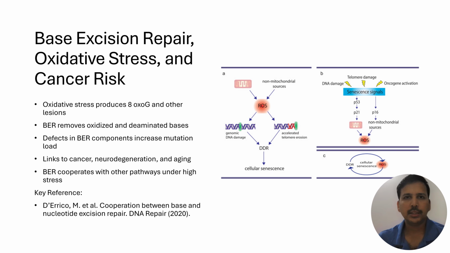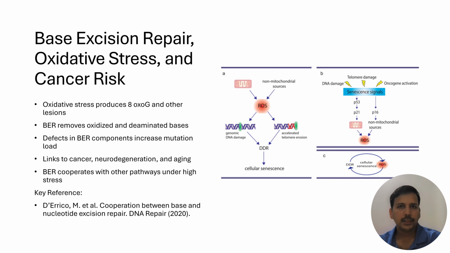Reactive oxygen species generated by normal metabolism or inflammation frequently attack DNA, producing lesions like 8-oxoguanine, which tends to mispair with adenine and cause G to T transversions. Base excision repair is a frontline system that removes these oxidized bases using specialized glycosylases such as OGG1.